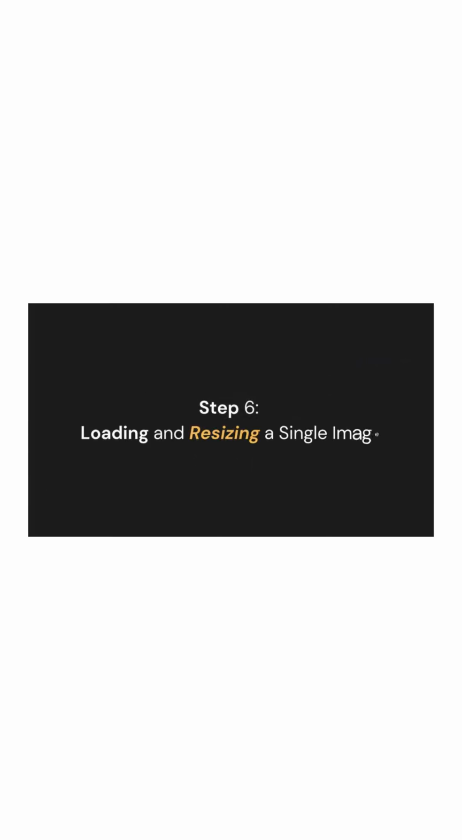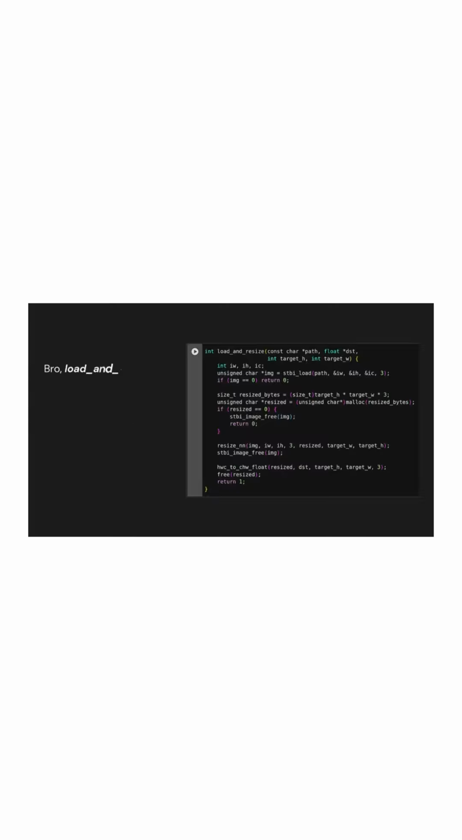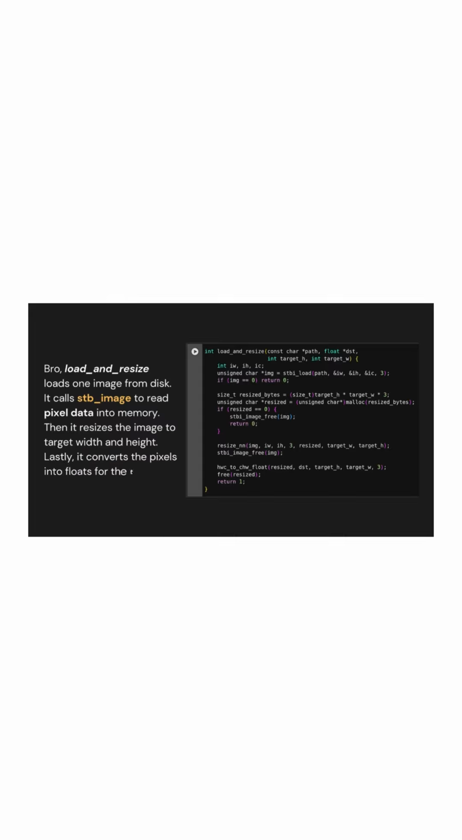Step 6. Loading and resizing a single image. Bro, load and resize loads one image from disk. It uses STB image to read pixel data into memory. Then it resizes the image to target width and height. Lastly, it converts the pixels into floats for the tensor.